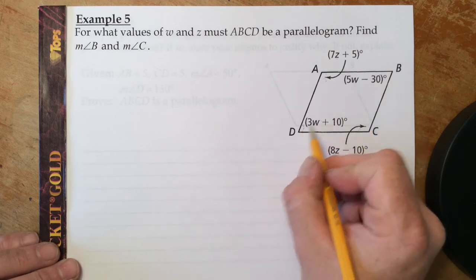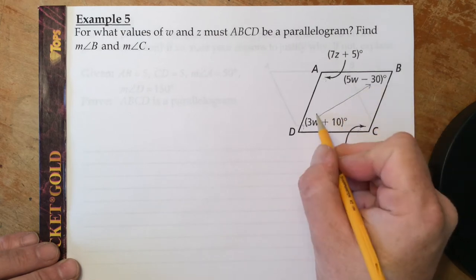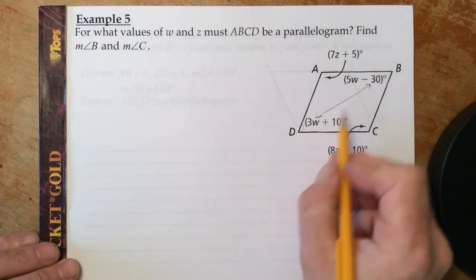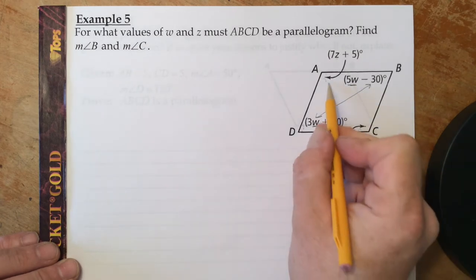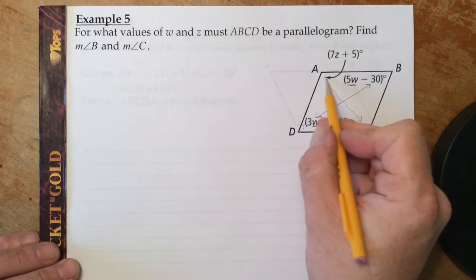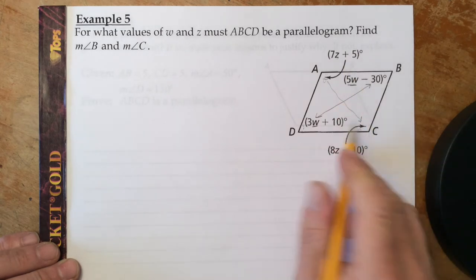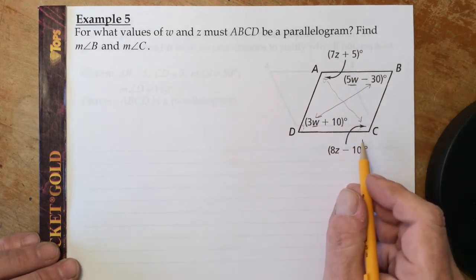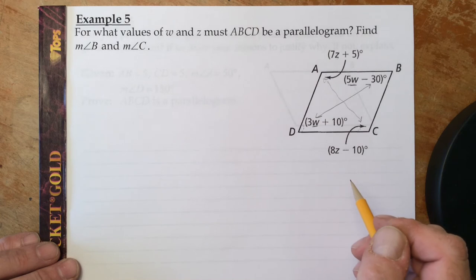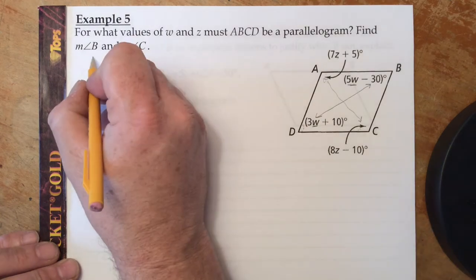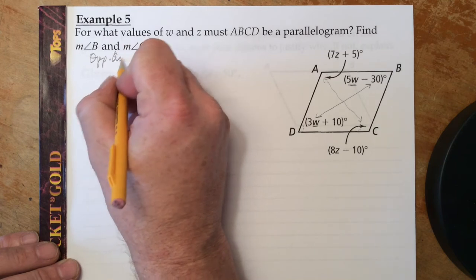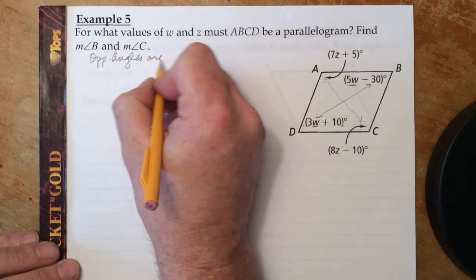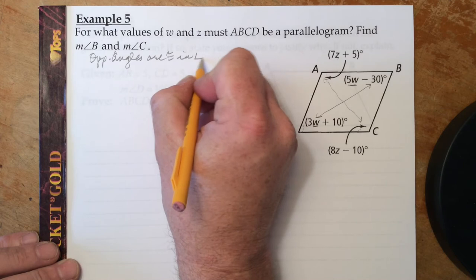We can. If we use opposite angles are congruent, notice that angle D and B are opposite each other and they both have a W variable in them. And A and C opposite each other, they both have the same variable Z in them. So that's probably the way most students would choose to do it. That's the way I'm going to do it. So we're going to use the fact that opposite sides or angles are congruent in a parallelogram.